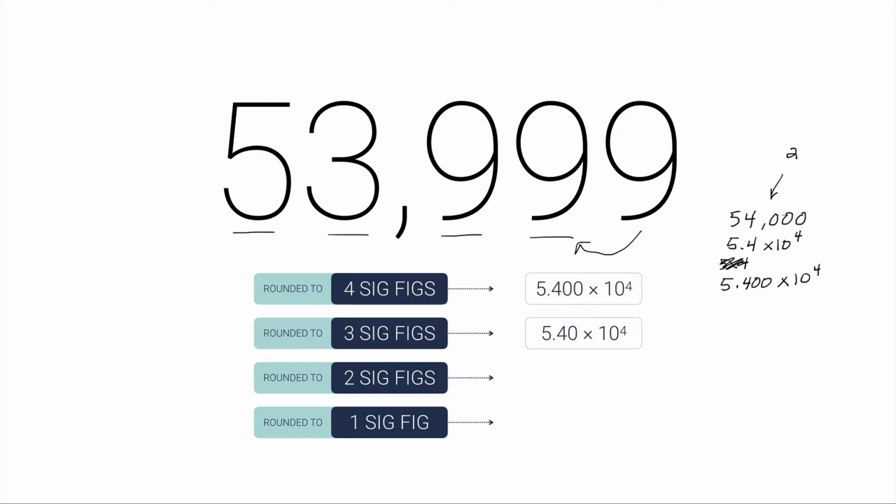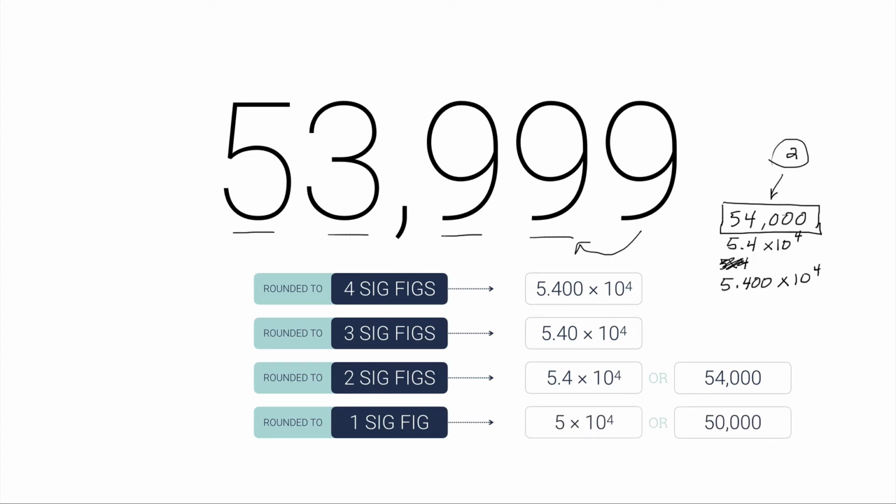When we get down to 2 sig figs, check out what number I'm using here. This number here has 2 sig figs in it. So I certainly could use this as my 2 sig fig rounded measurement, or I could keep going with this scientific notation stuff. So if I have 5.4, that's got 2 sig figs in it. 5.4 times 10 to the 4th is the same thing as 54,000. Both of these measurements have 2 sig figs in it. So that'll work. What about 1 sig fig? With 1 sig fig, I want to go to 50,000. So I could just do 5 times 10 to the 4th, or I could just put 50,000 because both of these measurements have 1 sig fig in it.